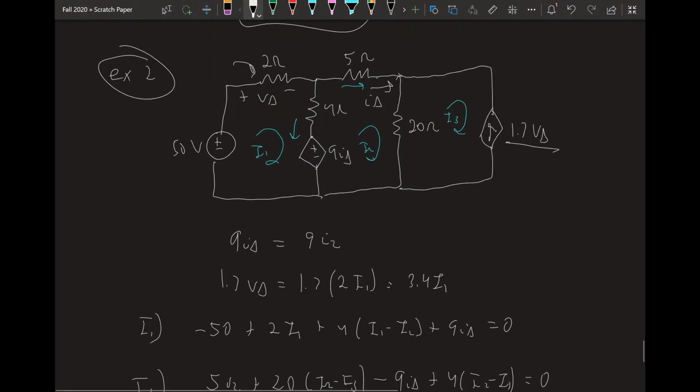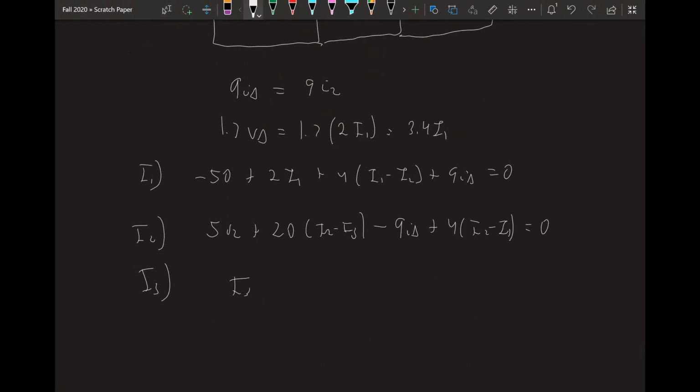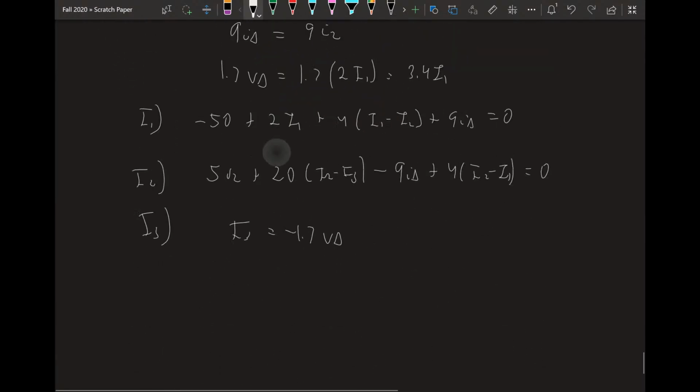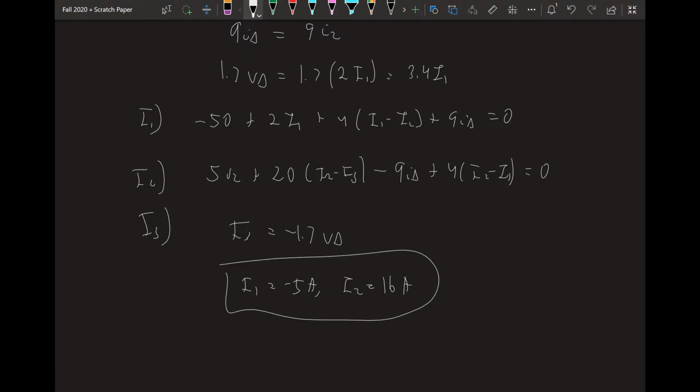I3. Looking at I3, we can see that I3 in this branch is the exact same as this dependent current source. So I3 has to equal negative 1.7 V delta. Negative because we're in the opposite direction of the current source, but the magnitude is the same. So when you plug in the values of the dependent sources, you're going to get two equations, the ones for I1 and I2, with two unknowns, also I1 and I2. When you solve using your favorite system of equations method, you're going to get I1 equals negative 5 amps and I2 equals 16 amps. If you'd like me to solve it, I can, but math is math, so it doesn't really matter, right? I mean, it does matter, but there are many ways to do it.